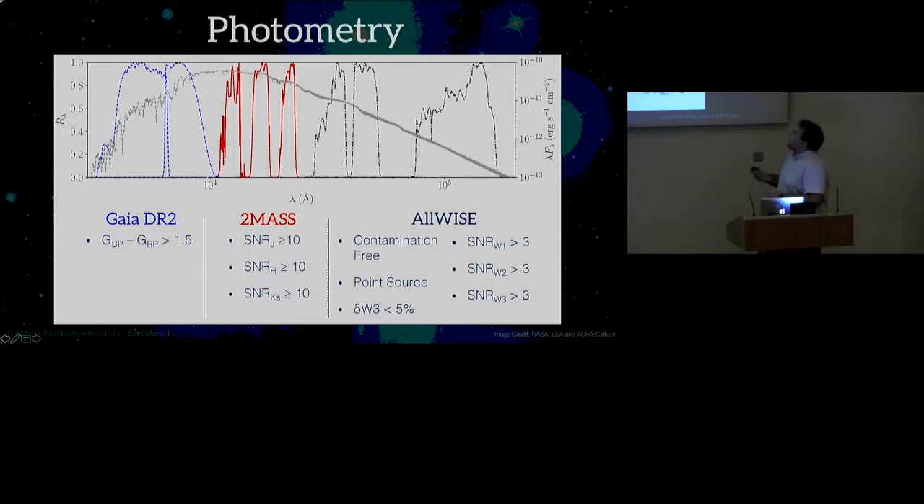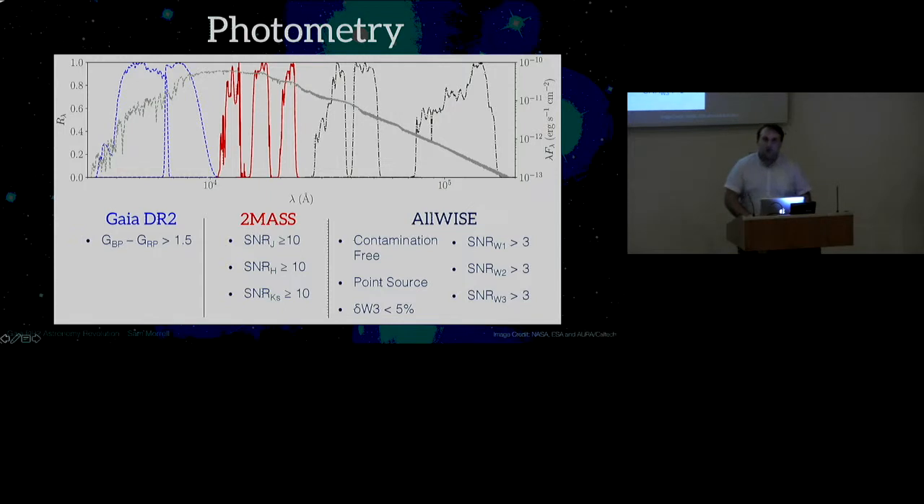Second of all, if you look here, there's seldom much flux down in the SED when you get to W4. So when you get past W3, there's a point of diminishing returns, so we really don't need to worry about W4 for these kinds of stars. So in AllWISE, we force that all of these bands be free of contamination, that they be a point source, that they have a signal-to-noise of better than 3, and just to be extra stringent with our photometric cuts, we force that the uncertainty in W3 is better than 5%.